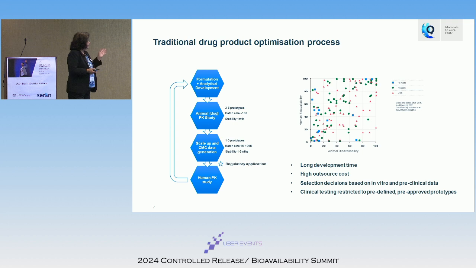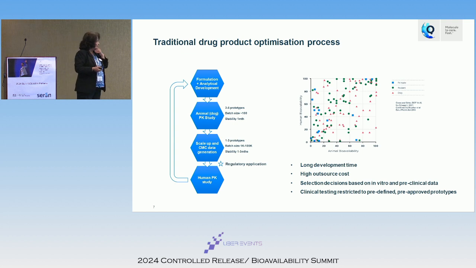So in a conventional process, what happens is if you are trying to develop the drug product, a formulation analytical development group will start working on it. They will create several prototypes. Those prototypes will be tested in in vitro assays as well as in some preclinical models. And then a few prototypes from those will be selected. Then they will be put on stability for a couple of months. And once the stability looks good, then some of those prototypes will be scheduled for PK study in the human. The regulatory application is made after obtaining the data on the stability batches.